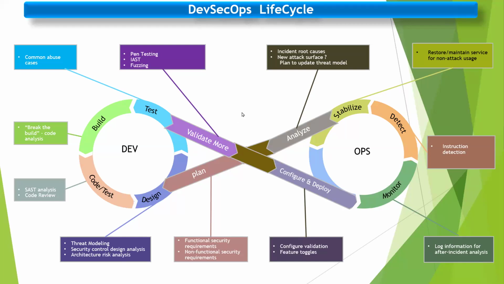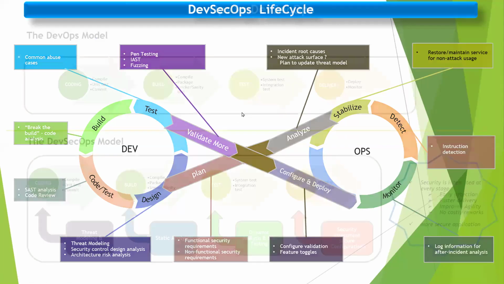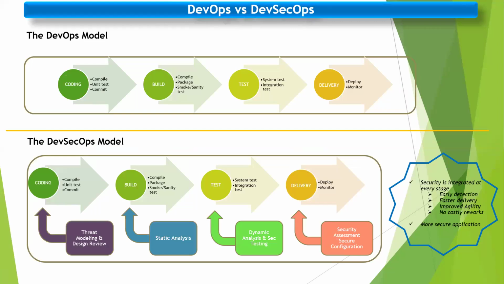So this is the DevSecOps lifecycle. Somebody was asking what the advantage is compared to the DevOps model. This is the advantage: security is integrated at every stage. By doing this, we get early detection, faster delivery, improved agility, and most importantly no costly rework. Ultimately, we'll be delivering a more secure application.